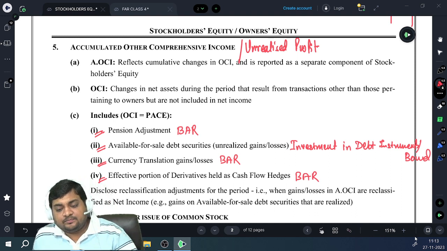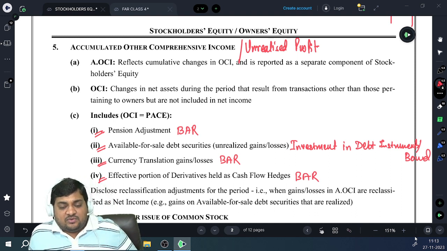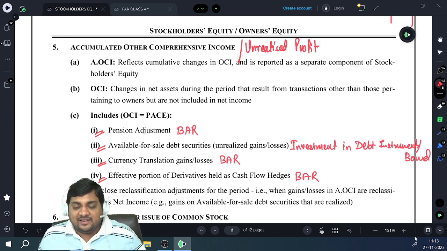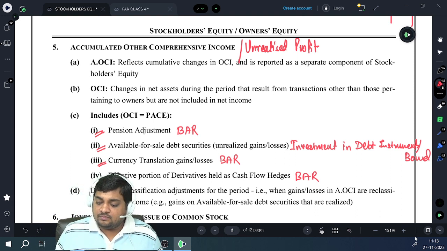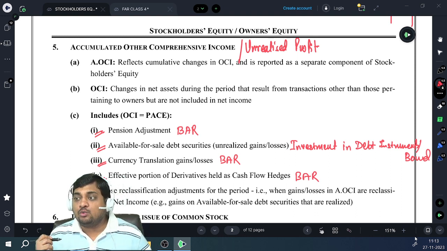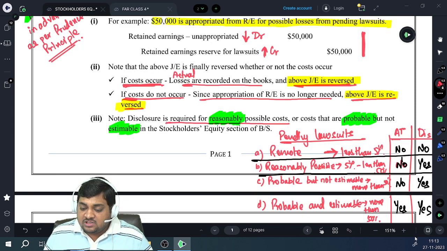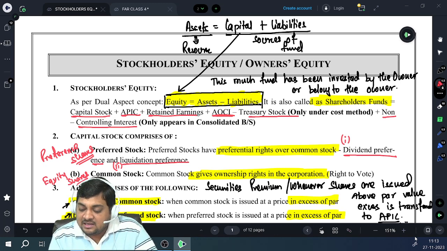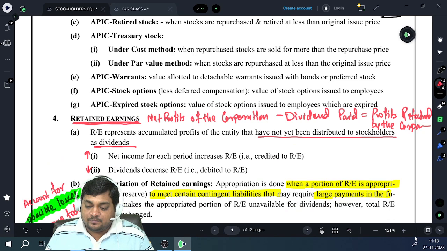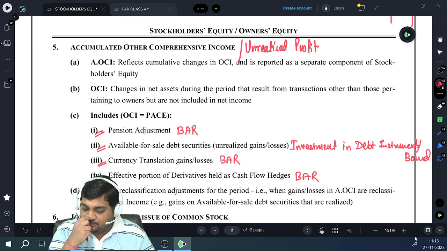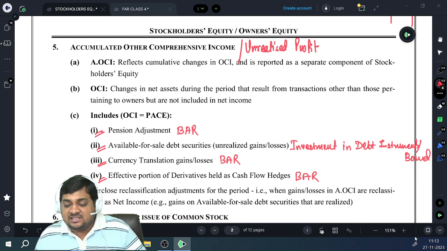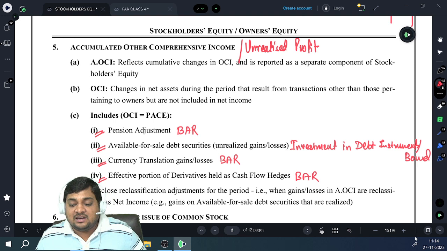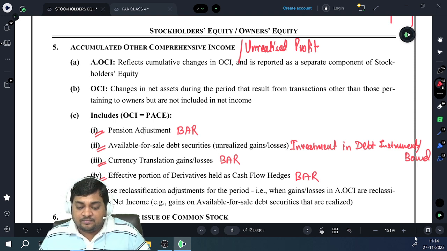Right? So these are generally unrealized profits, right? This is not earned profit. These are not related to your day-to-day activities, right? So these types of profits are not included in retained earning, rather they are shown separately in stockholders equity. You can see this is shown separately as other comprehensive income, right? Now whenever there is any change, that change is not included in net income, rather it is included in accumulated other comprehensive income, right?